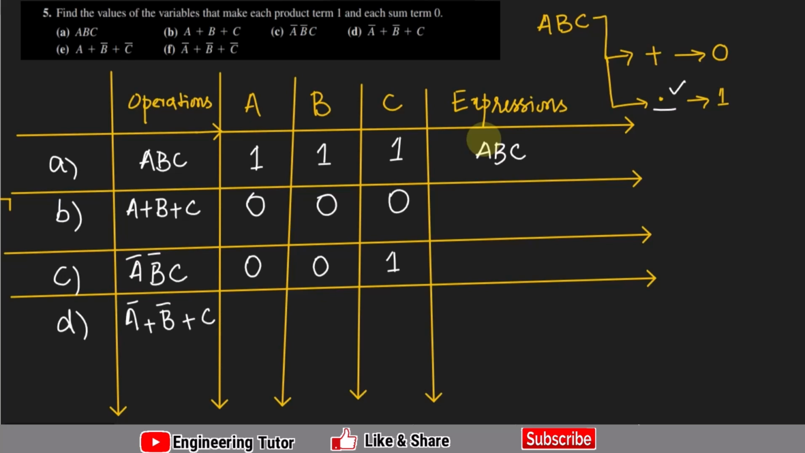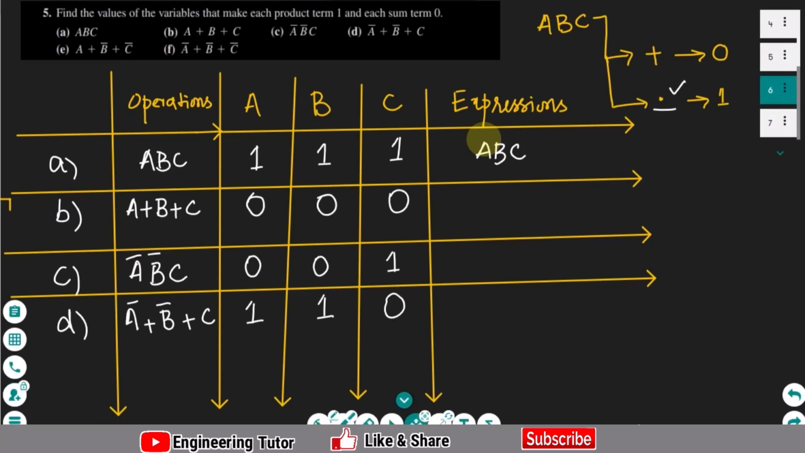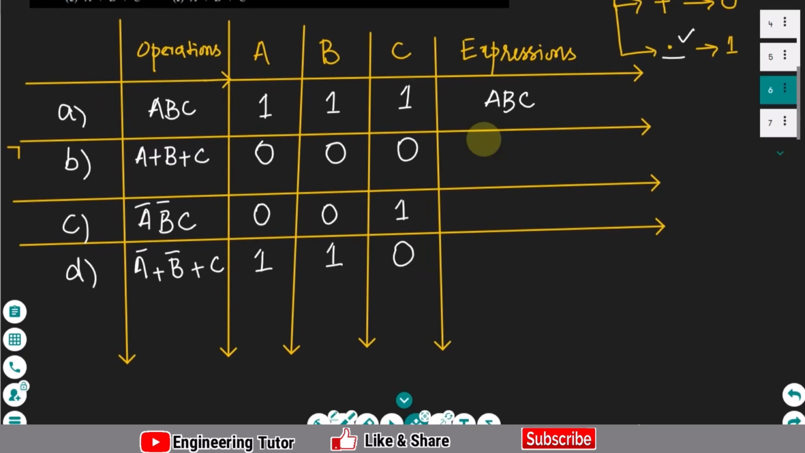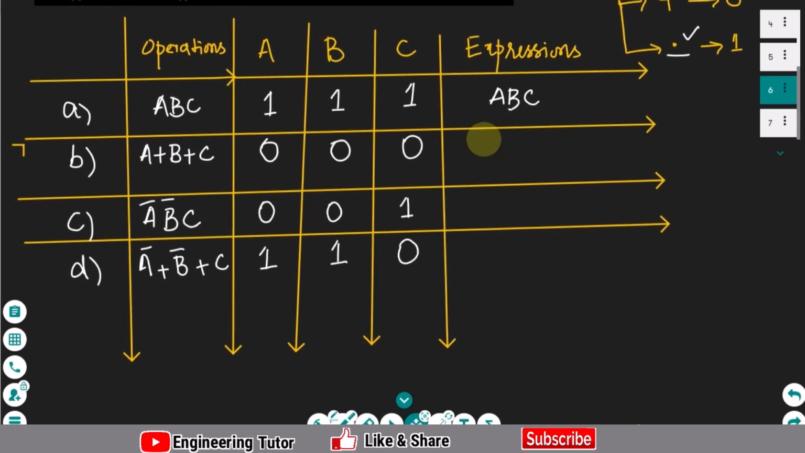So what should be here? In order to make it 0, A should be 1, B should be 1, okay, and C should be 0 as well. So this is the question number D. Now let me move down further and now solve this question E here.